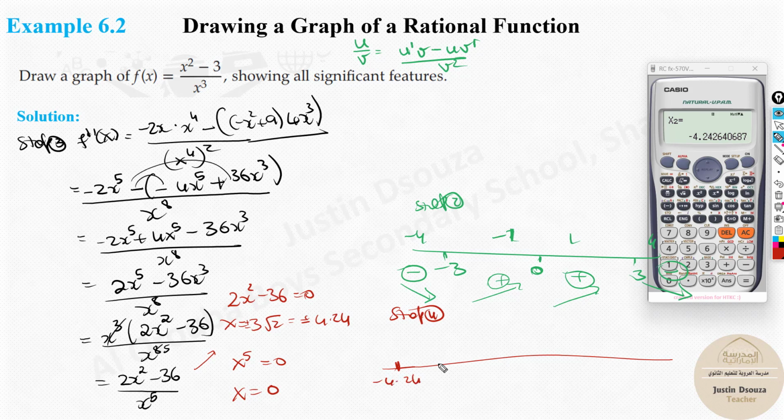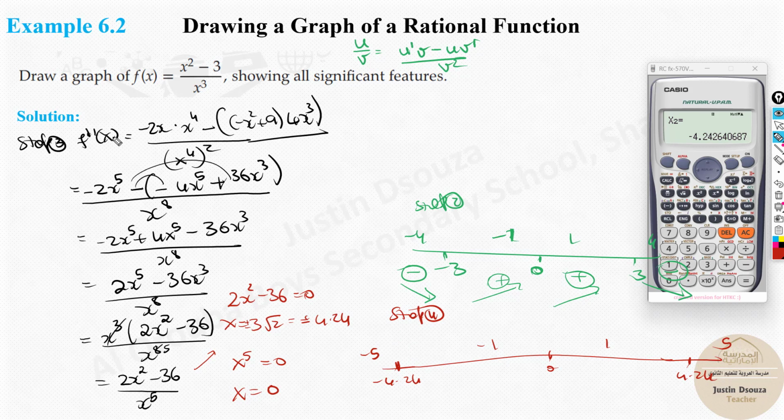Minus 4.24. Then we have 0. And lastly again positive 4.24. You need to take test values in between these. So I'll take minus 1, 1 over here, and there will be 5 and minus 5. Now, where do you put these test values?